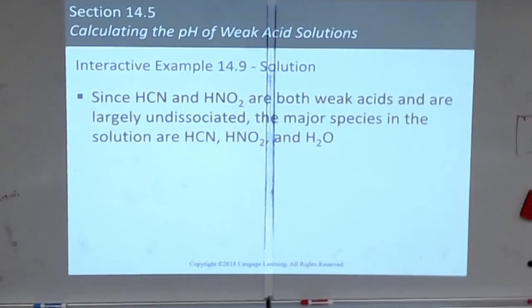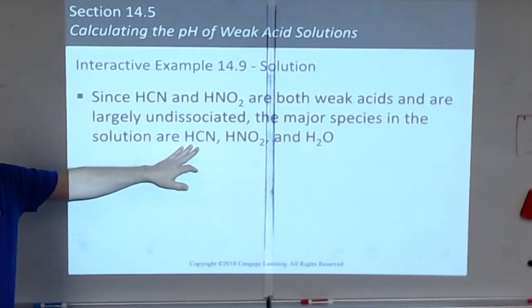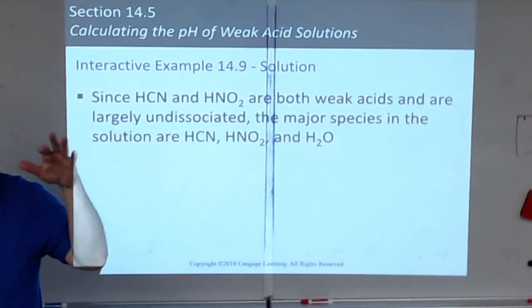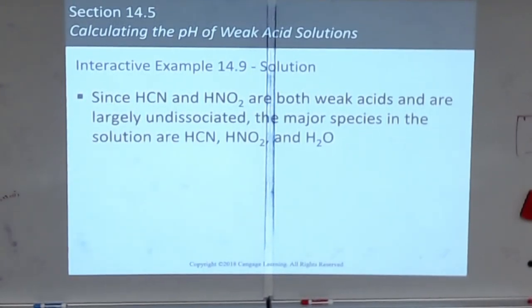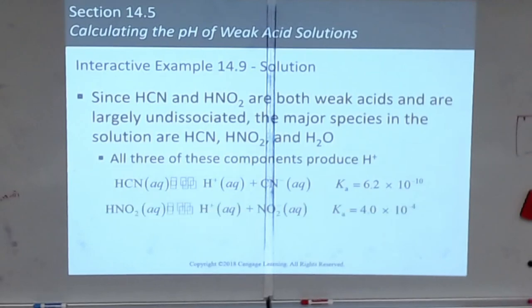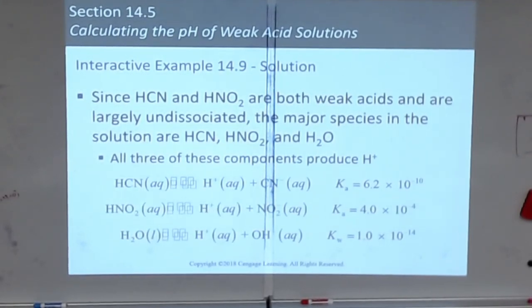Both are weak acids, mostly undissociated. That means the major species are just going to be hydrocyanic acid, nitrous acid, and water. Those are going to be your big players. So the next question is, who's going to be contributing the hydrogen ions to this mix? All three of them are going to produce hydrogen ions. There are your three different equations.